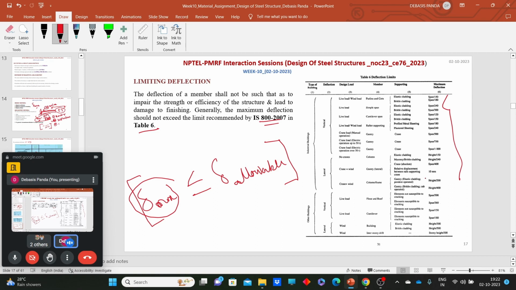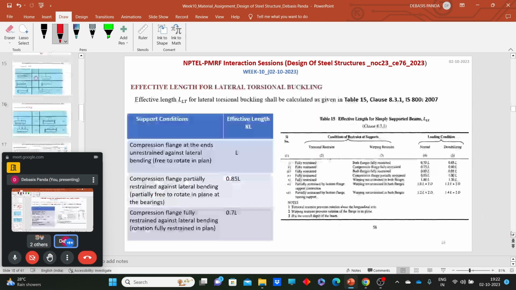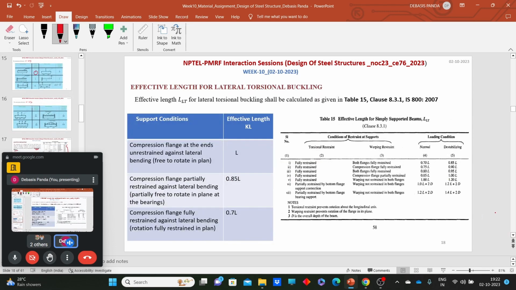Now the deflection is okay. Now what should be the next thing? The lateral torsional buckling. For the lateral torsional buckling, the first thing we need to know is what should be the effective length for lateral torsional buckling.